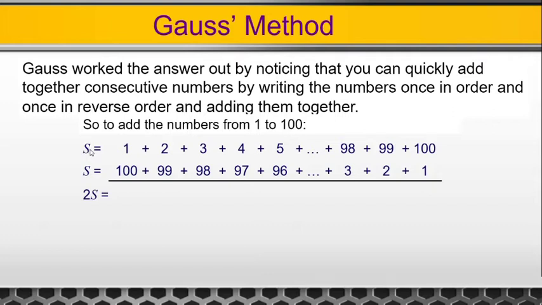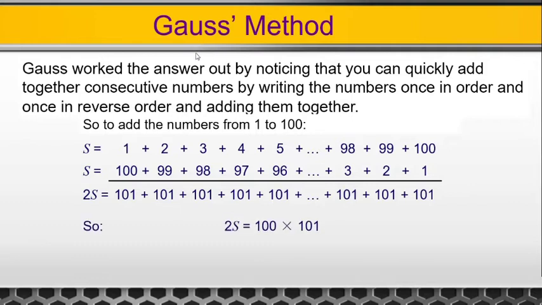So adding now our 2s, s plus s is equal to 2s. And 1 plus 100 is 101. 2 plus 99 is 101. 3 plus 98 is 101. 4 plus 97 is 101. 5 plus 96 is 101. And that is a sequence or a series. And until you get to the last terms, that is 100 plus 1, that is still 101.